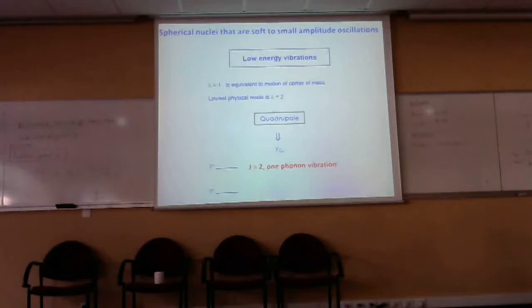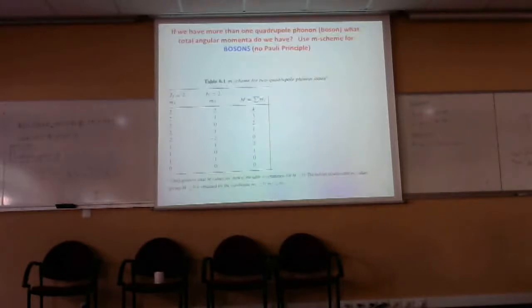If you have a spherical nucleus which is not absolutely rigid, but has some softness to it so it can oscillate back and forth, you can get a quadrupole excitation with 2 units of angular momentum. And having an integer spin, it's a phonon. It satisfies Bose statistics. And we'll see what that means in a minute.